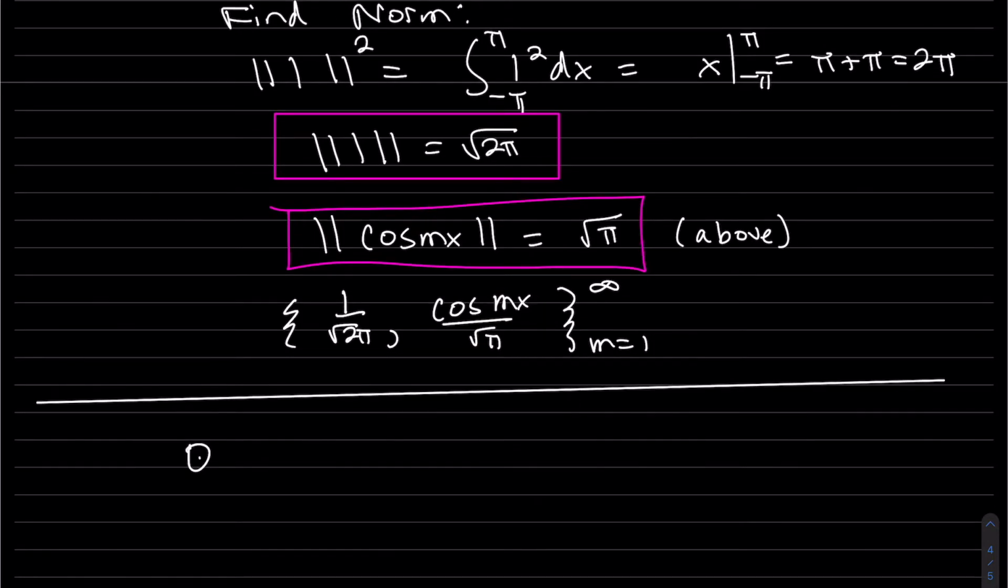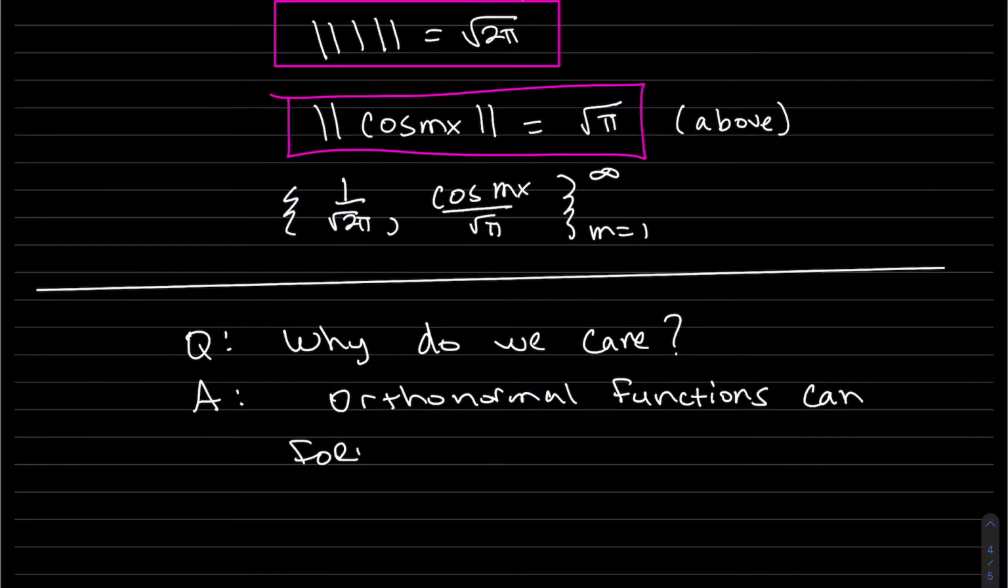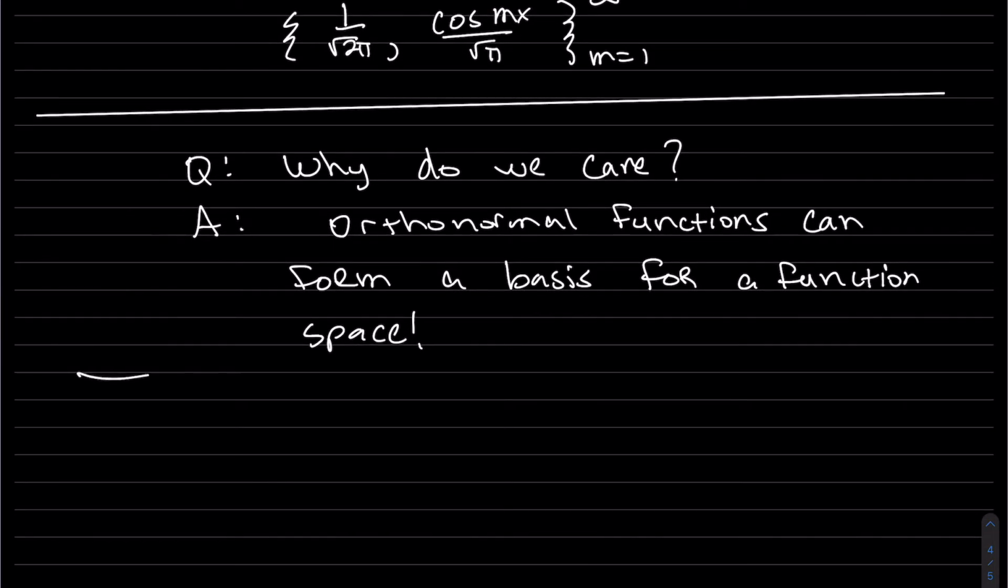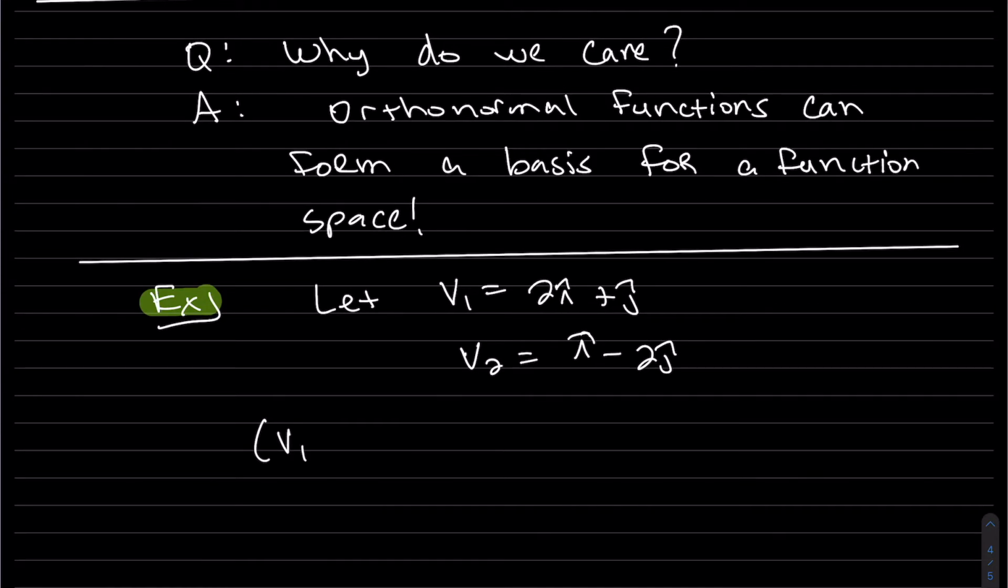So our question is, why do we care about making an orthonormal set? The answer is that orthonormal functions can form a basis for a function space, which is actually extremely cool. Let's look at an example. We have two vectors.